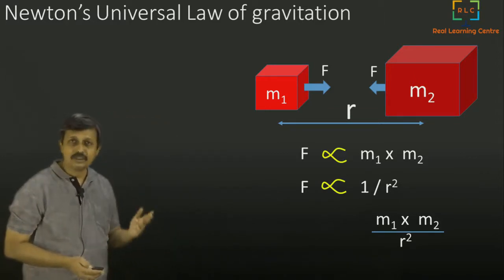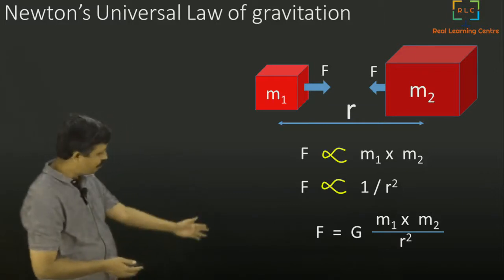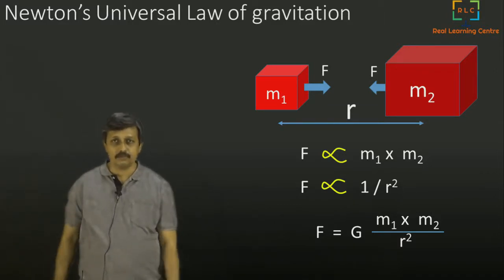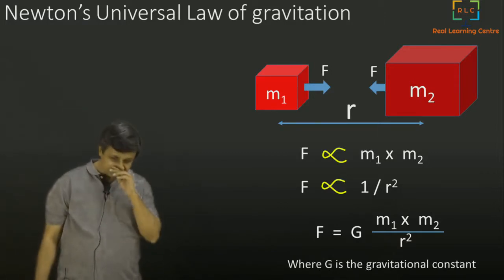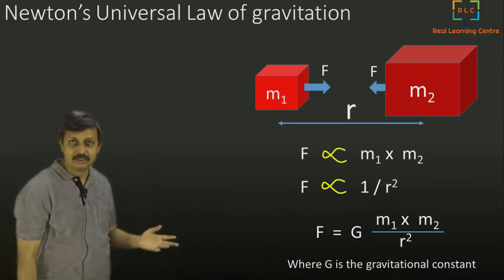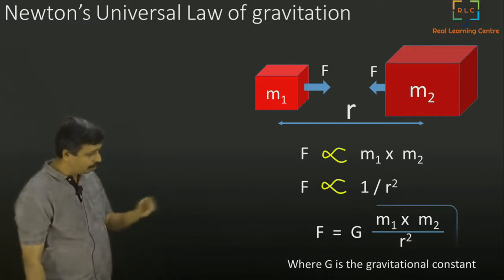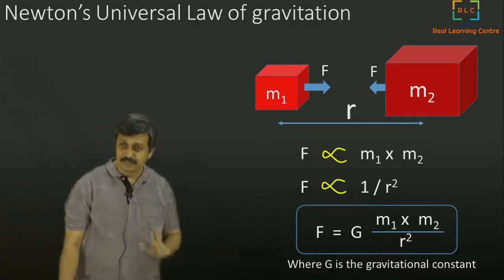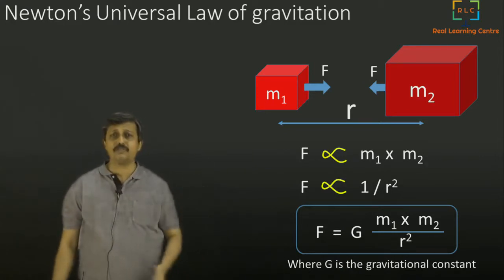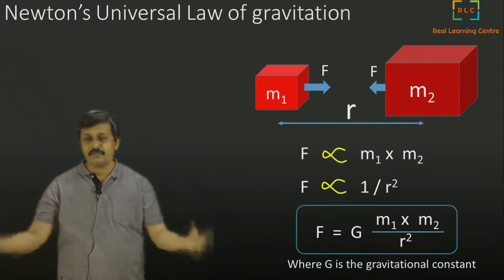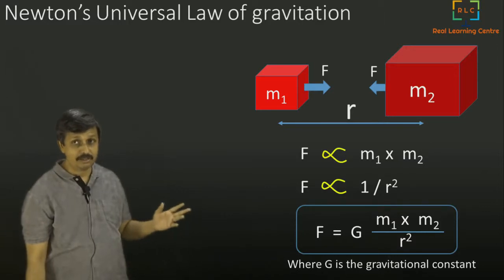When there is a proportionality sign, we can always replace it with an equal to sign and a constant. So we write F is equal to G into m1 m2 by r square, where G is a constant known as the gravitational constant. It's a universal constant. Wherever you go, it's the same constant. This is what we call the universal law of gravitation. Why is it universal? Because it is applicable everywhere in the universe. Anywhere you go, on any star, if you keep 2 masses, they attract by this force. That is what Newton discovered. It's called Newton's universal law of gravitation.